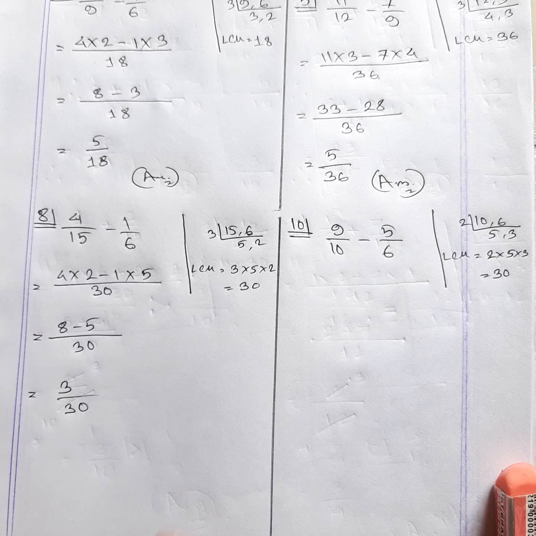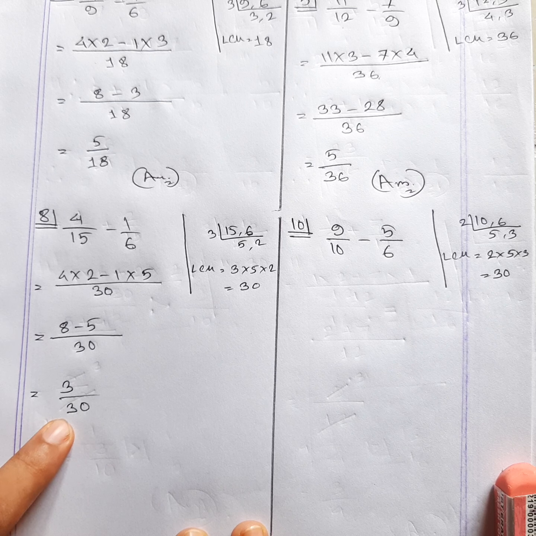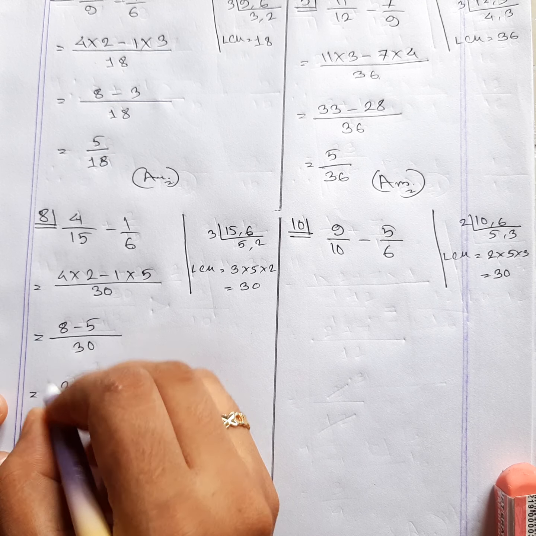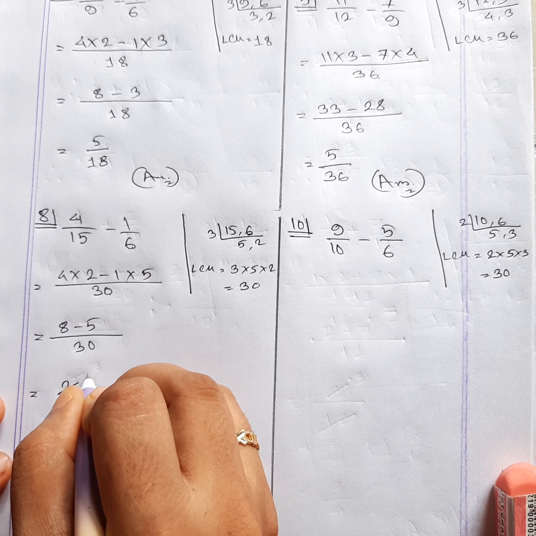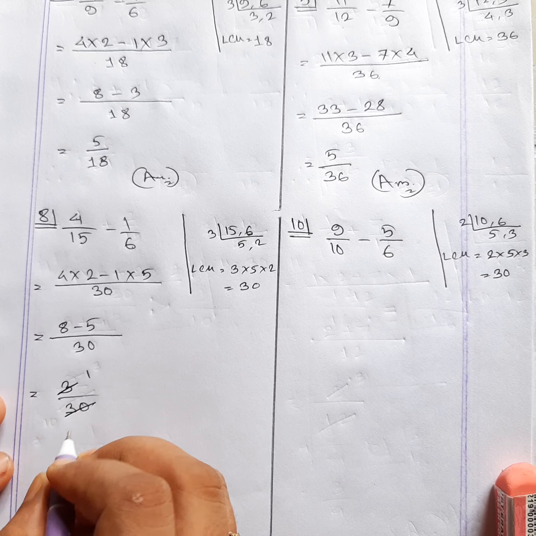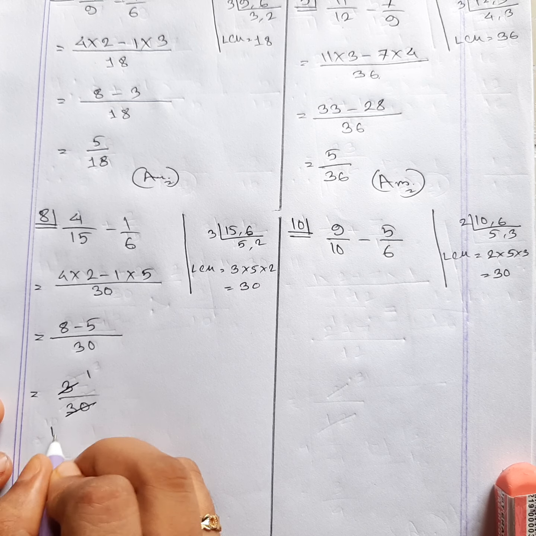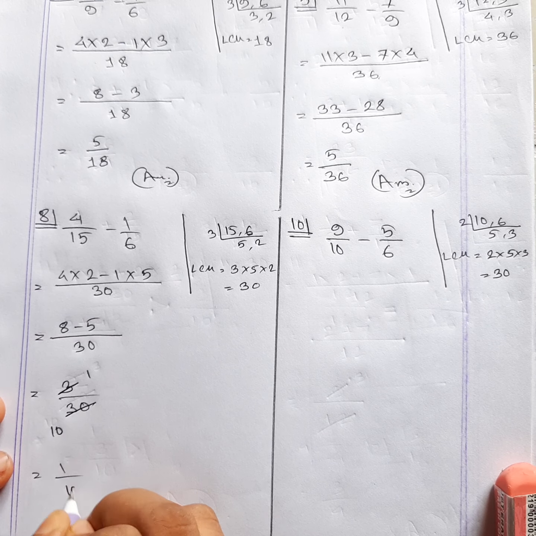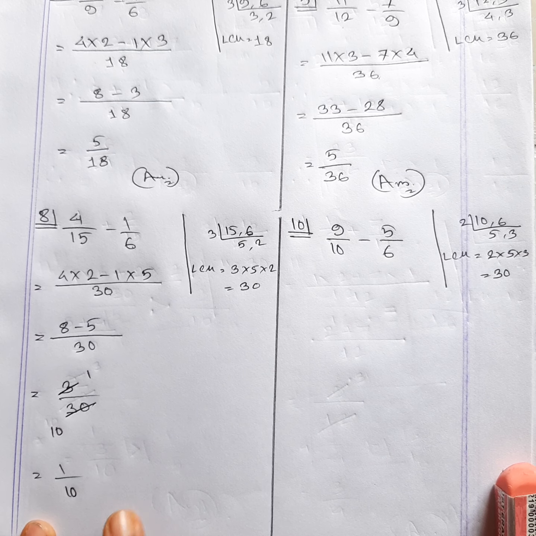Now we can see that both the numbers 3 and 30 we can divide by 3. So if I divide 3 by 3, we'll get 1. If I divide 30 by 3, we'll get 10. So it will be 1 by 10. Your answer is 1 by 10. Okay?